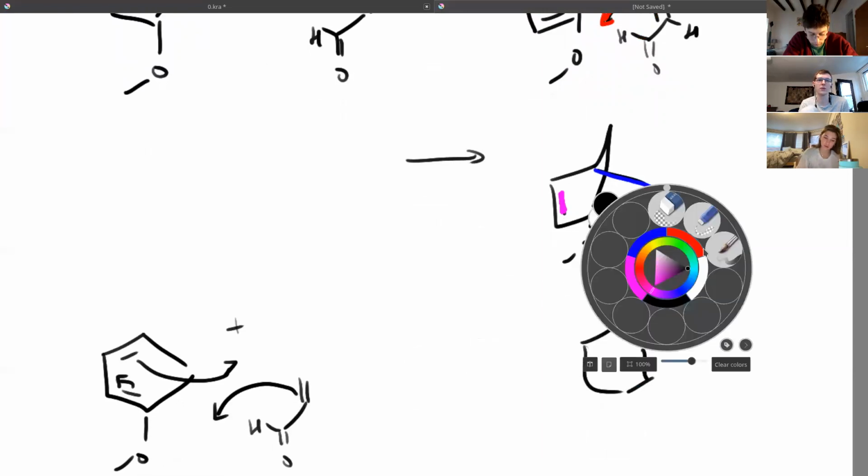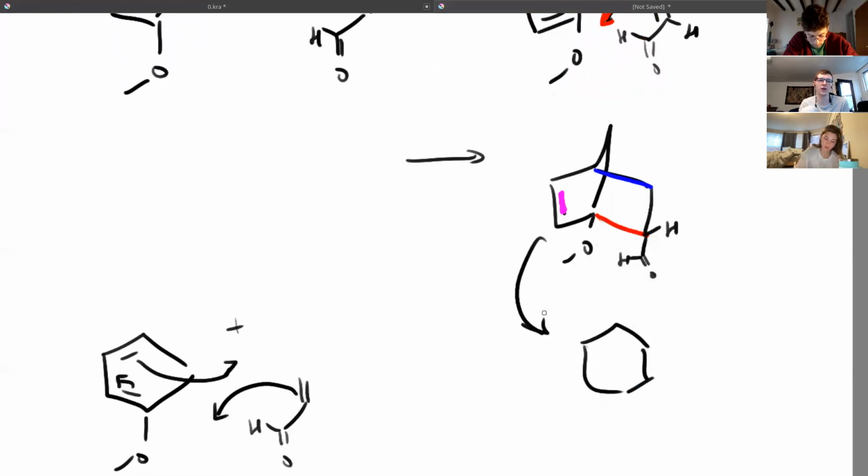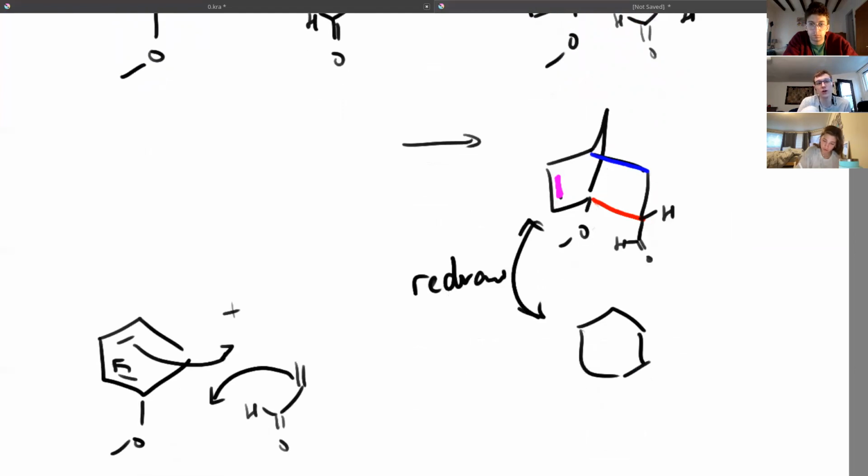This is the same thing. So we just redraw. Now we could redraw it on the page, and it's kind of ugly, but we could draw this carbon thing sticking up, and then the O-methyl and the aldehyde that are sticking down. Like that.